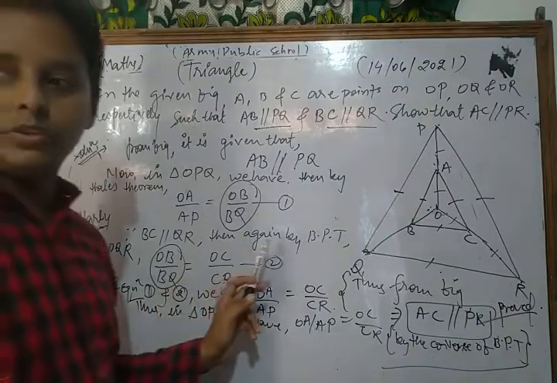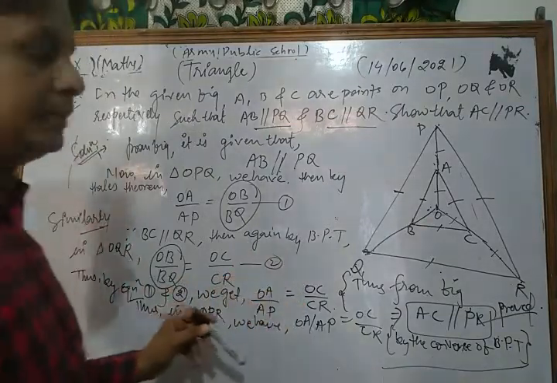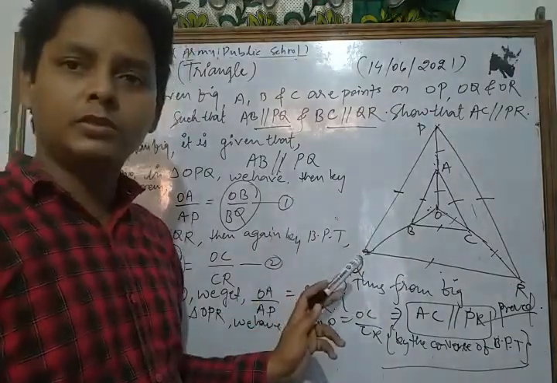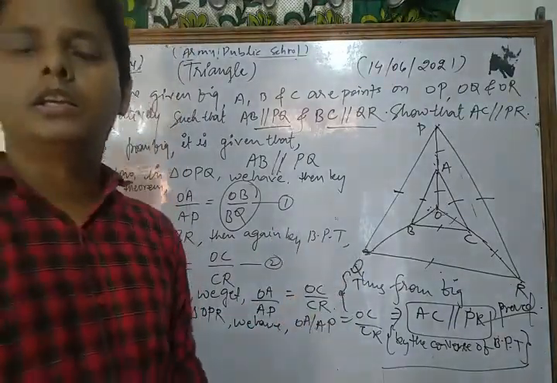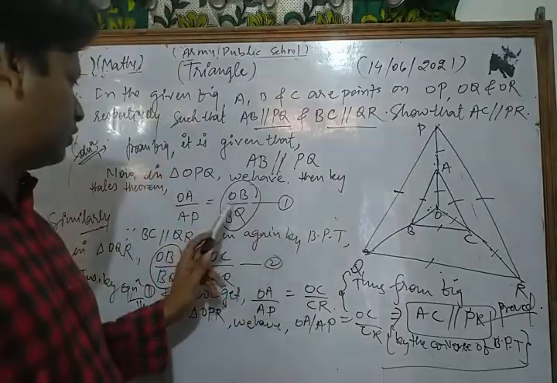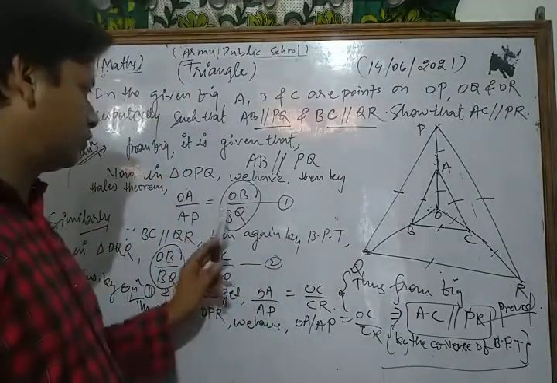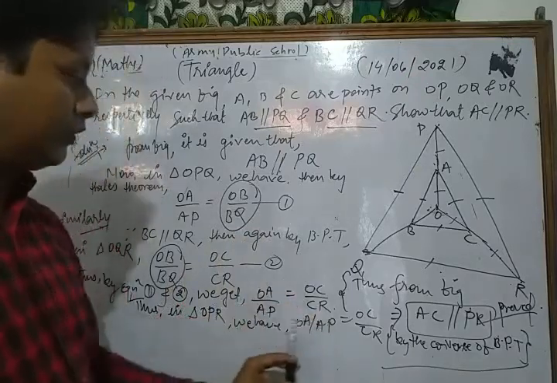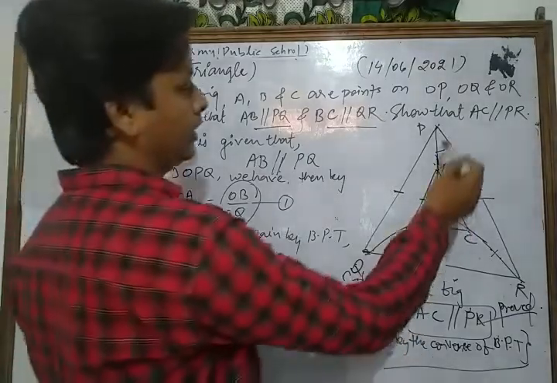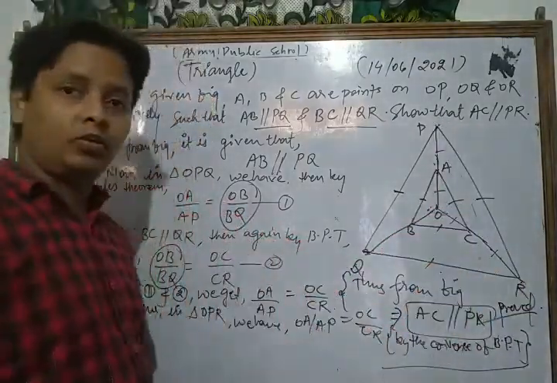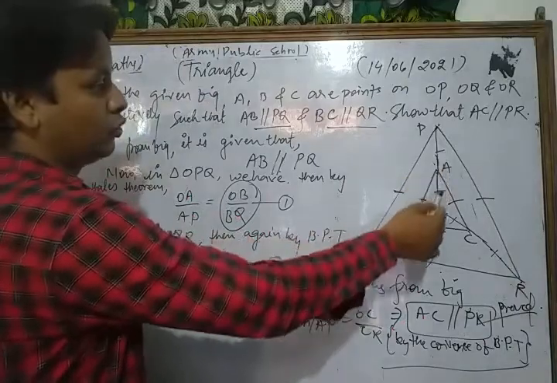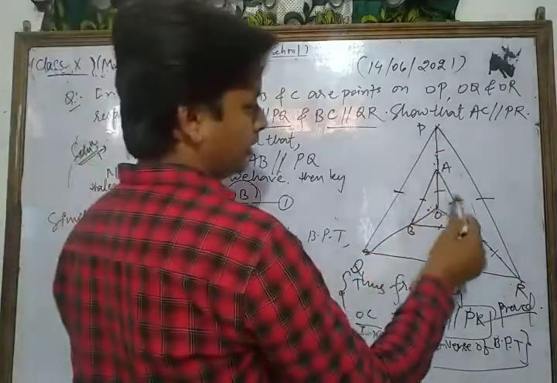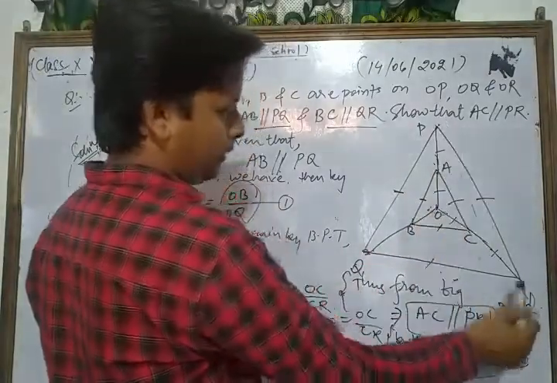We take this as equation number 2. Thus by using equations 1 and 2, this is OB upon BQ, this is OB upon BQ, so we can write this. Now we take triangle OPR. In triangle OPR, the other two sides are divided in the same ratio, OA upon AP is equal to OC upon CR. Thus by the converse of Thales theorem, side AC is parallel to side PR. Hence proved.